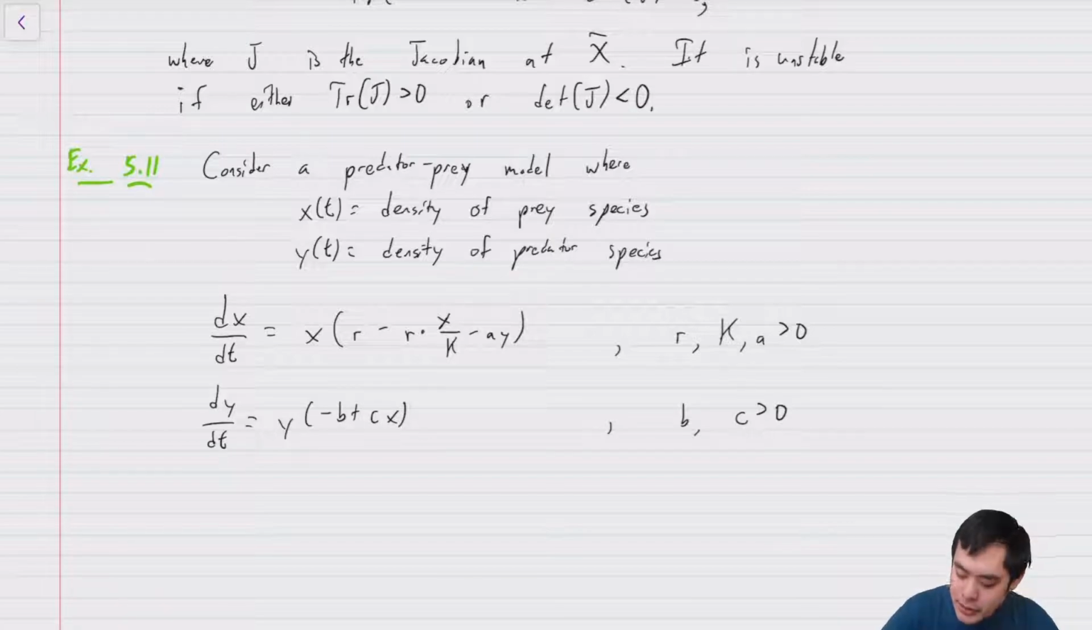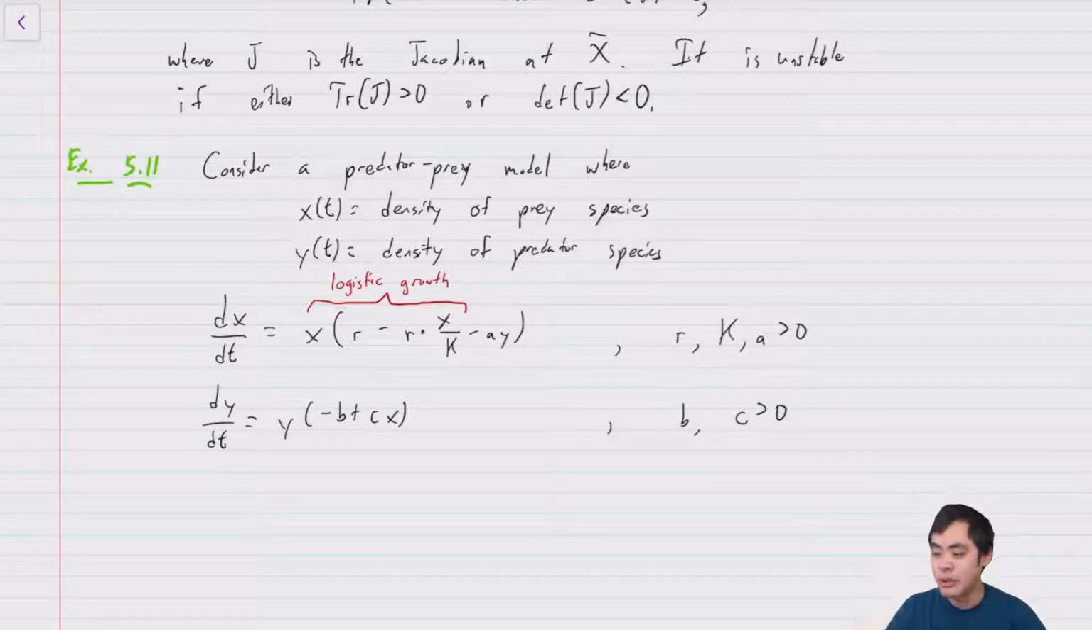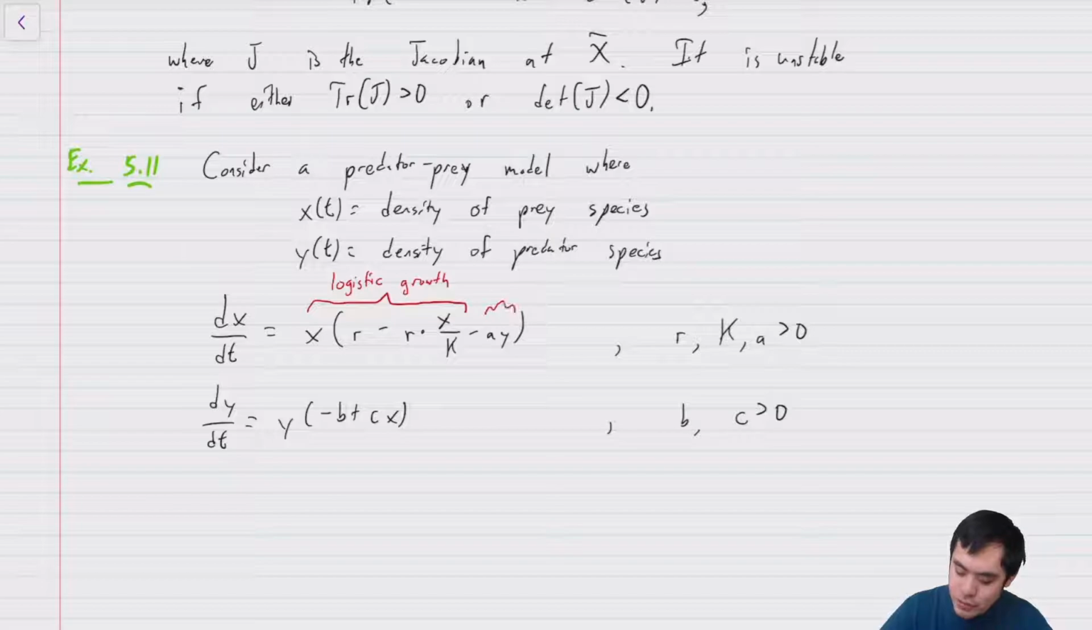Now, one of the things that you should note is that if you ignore the minus a y part, this is just logistic growth. So we're using the logistic growth model. This here is the predation term. If there were no predators, the prey species would just grow logistically until it reaches its carrying capacity. So this is its carrying capacity, and this here is the growth rate.